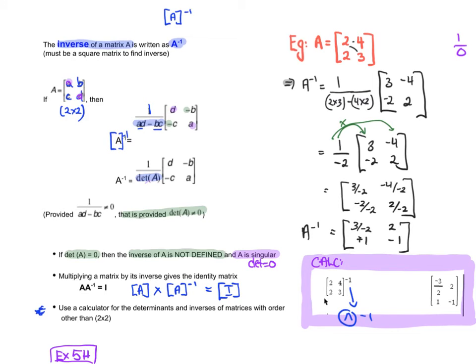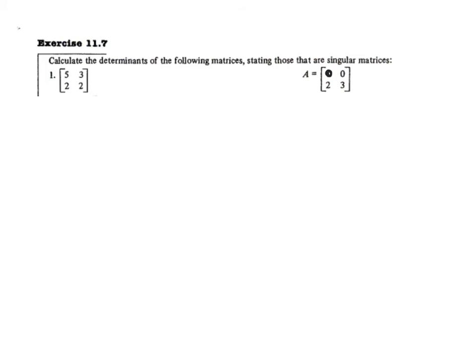But I'm going to show you how, if you times it by its inverse, you get the identity. Okay, calculate the determinant of the following matrices and state whether those are singular matrices. So if it's singular, what does it have to be? Yeah, det needs to equal 0. All right, so we're going to go and calculate the determinant.